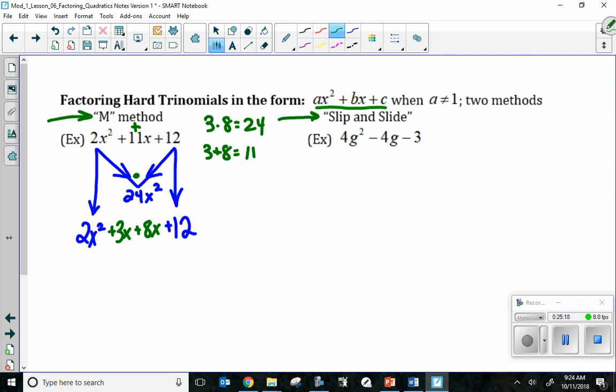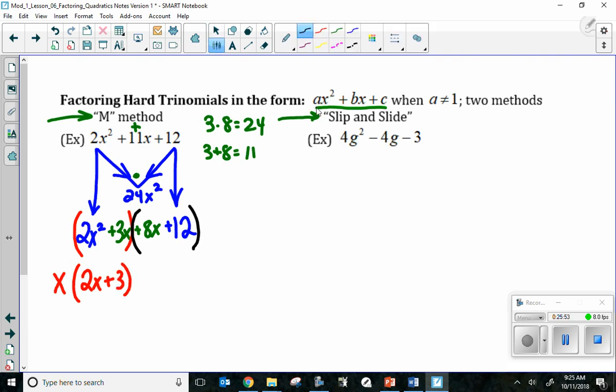Now, if you thought factoring by grouping was easy, you will probably like this method better, because now I'm going to factor by grouping. Okay? I'm going to factor the first two, and then I'm going to factor the last two. So, out of the first parenthesis in red, I can take out an x. And what's left is 2x plus 3.